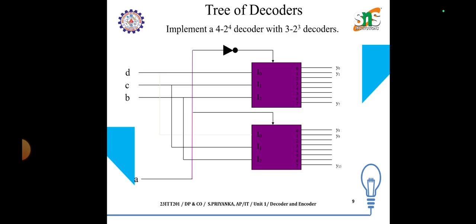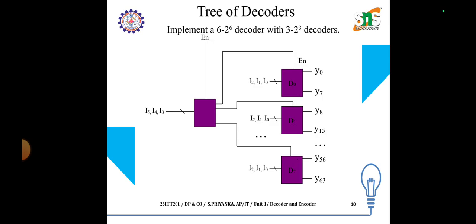Now we are going to see an example where we implement a 2 power 4 decoder with 2 power 3 decoders. This is another example, implementing a 2 power 6 decoder with 2 power 3 decoders.